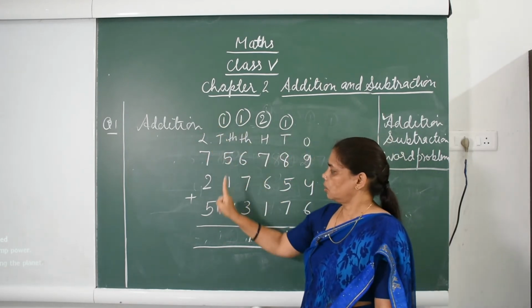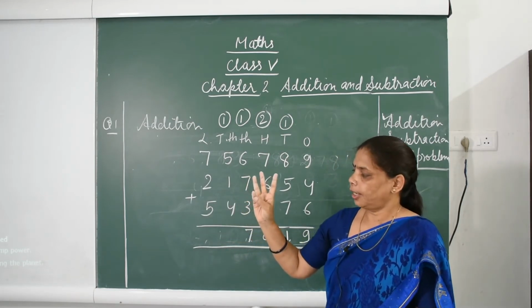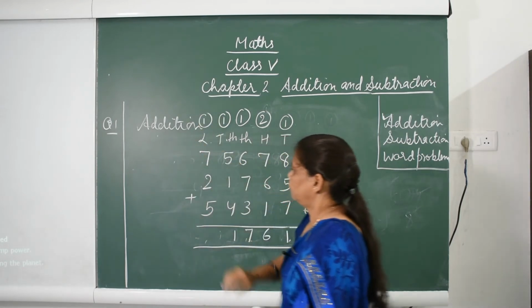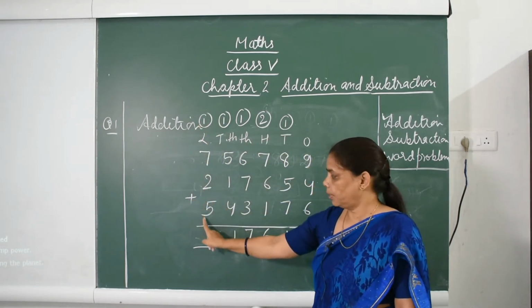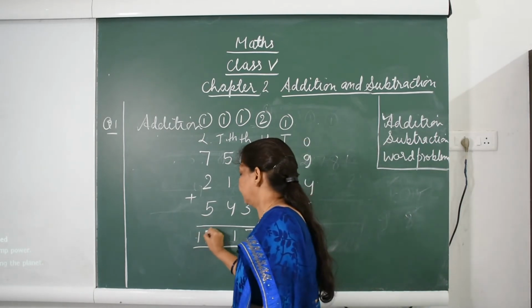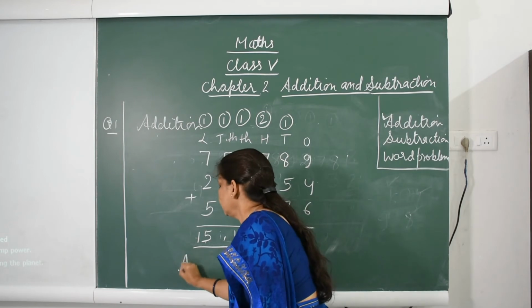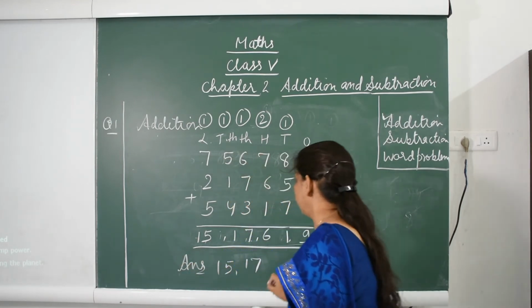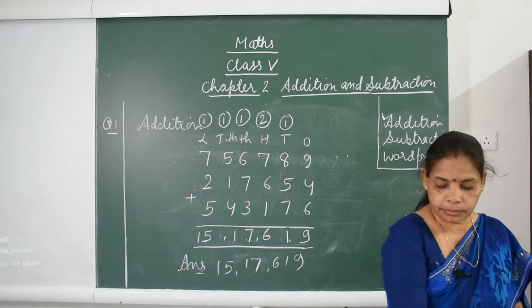5 plus 1, 6. 6 plus 1, 7. 7 plus 4: 8, 9, 10, 11. 7 plus 1, 8. 8 plus 2, 10. 10 plus 5, 15. So answer is 15,17,619. This is your answer.